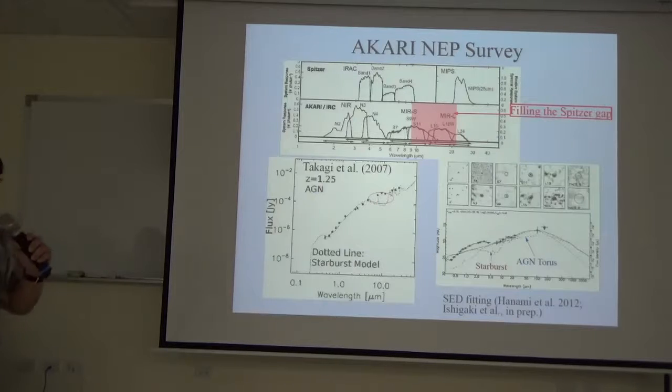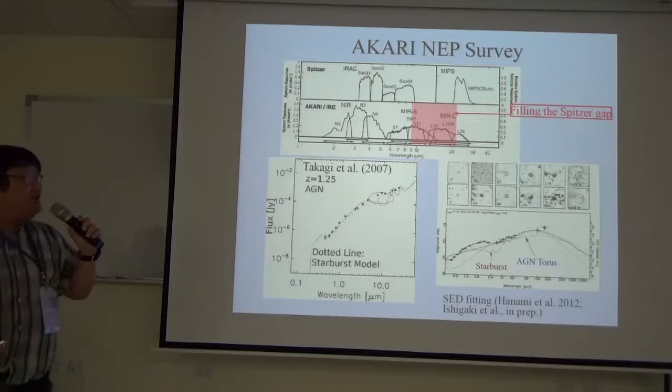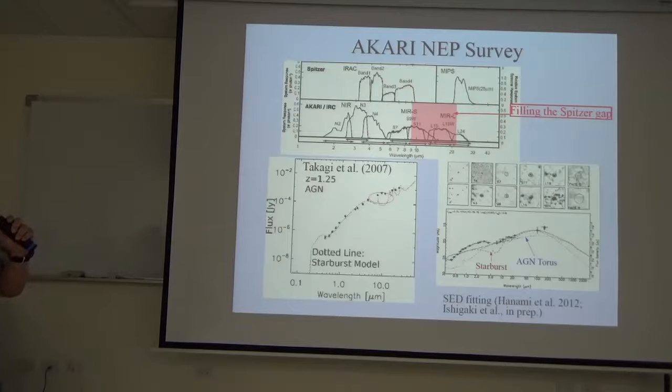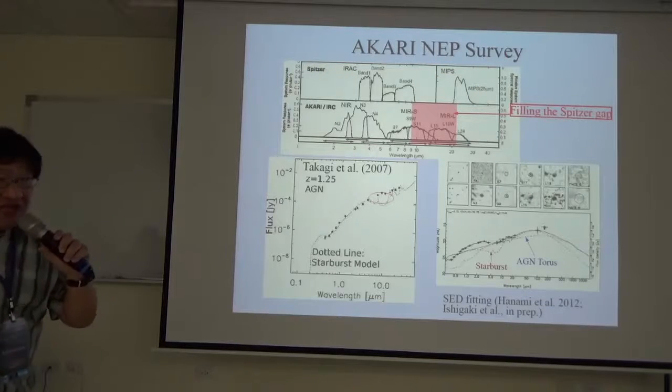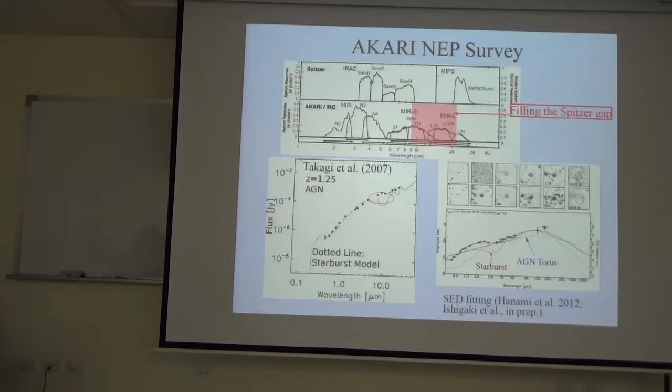Now it comes to Akari. This is a very famous figure comparing Spitzer's photometric bands and the Akari photometric bands. The advantage of the Akari observation, especially the Akari NEP fields, is the availability of three filters that fill Spitzer's gap. This happens to be a very sweet spot to pick up AGNs at around redshift of 1.5.